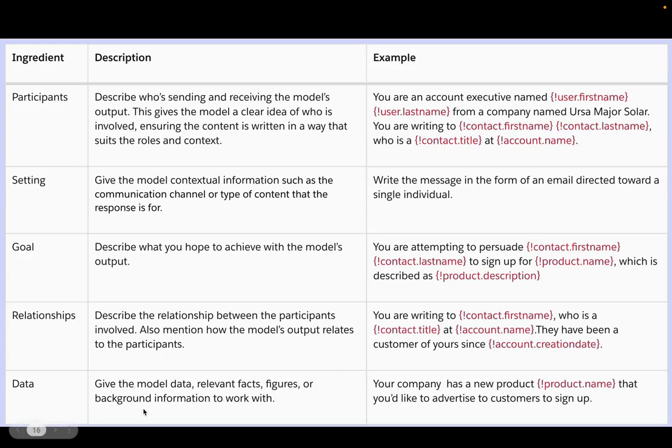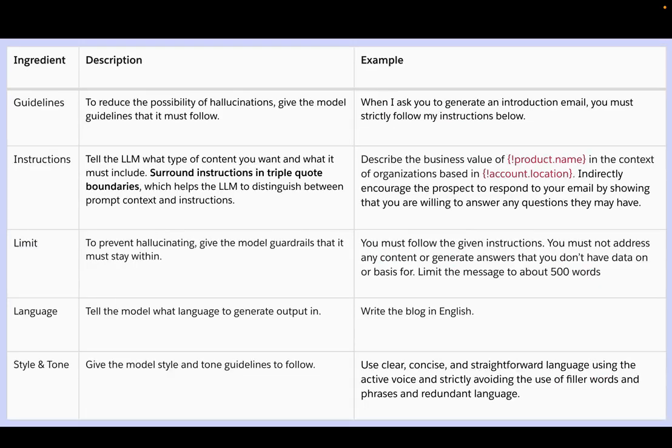Next is data. This is where you give the model the relevant facts, figures or background information it needs to work with. The more detailed your data is, the more accurate and targeted the model response will be. For example, your company has a new product that you would like to advertise to your customers to sign up. Providing concrete data helps the model generate content that's not only relevant but also factually grounded. So these are some of the ingredients. There are a few more that are used for creating an effective prompt template.